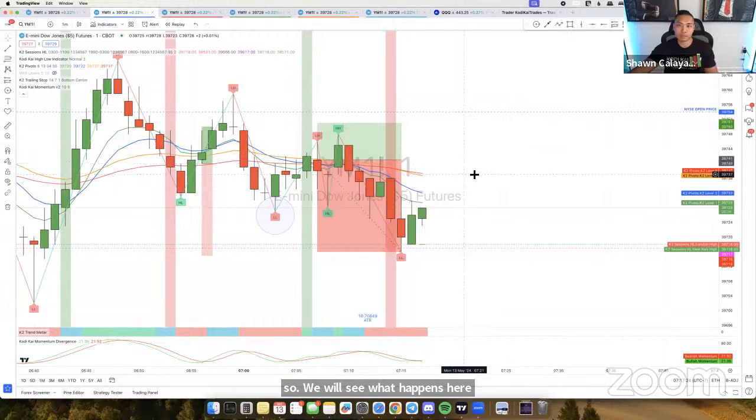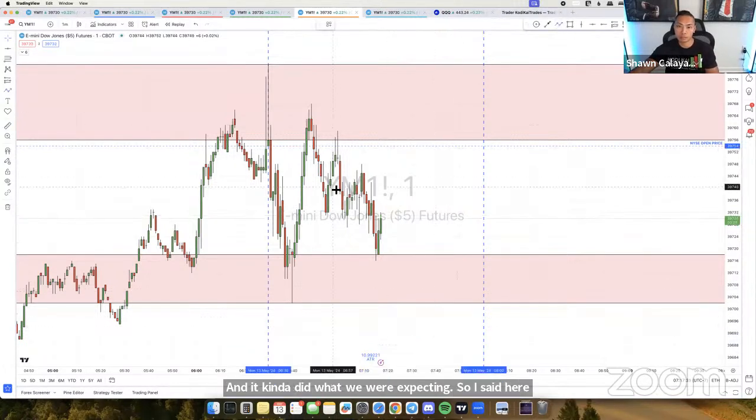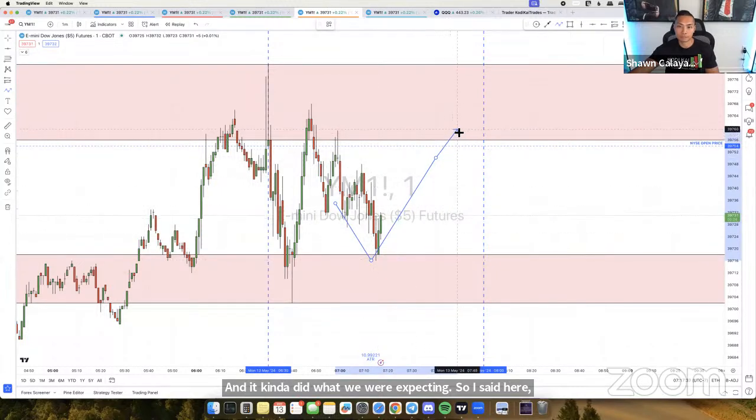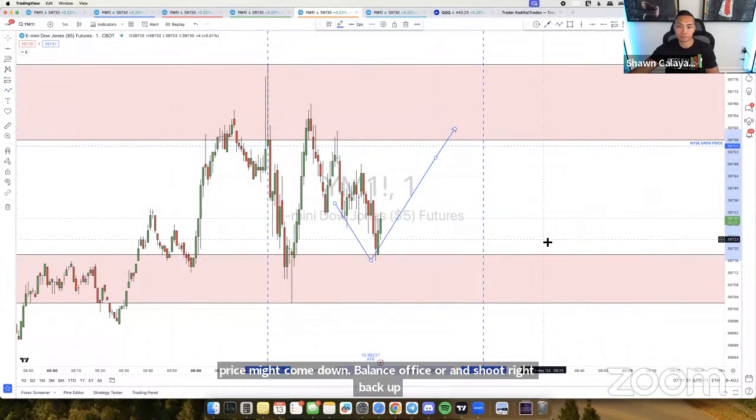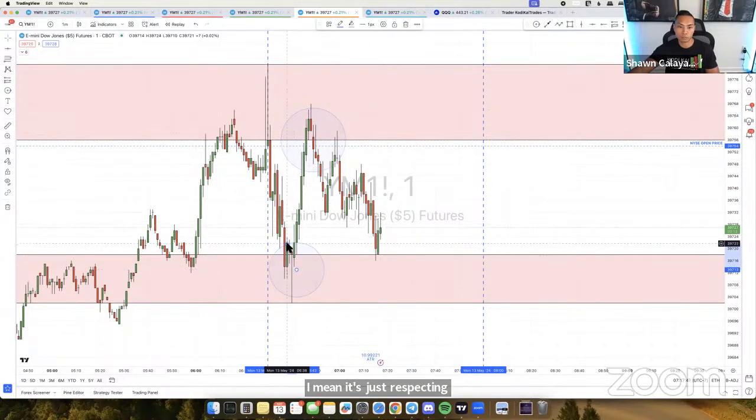I wouldn't be surprised if it just shoots right back up from this point. And it kind of did what we were expecting. So I said here, price might come down, bounce off the support, and shoot right back up. It's just respecting the support and resistance here at this point.